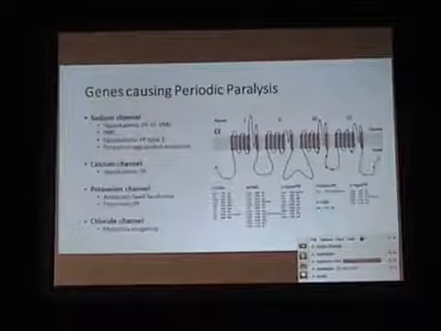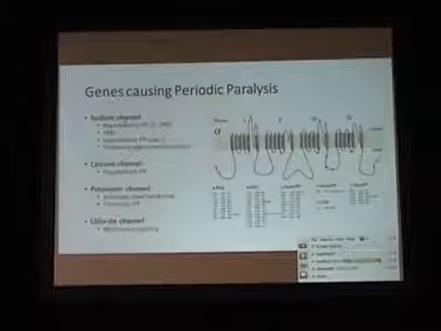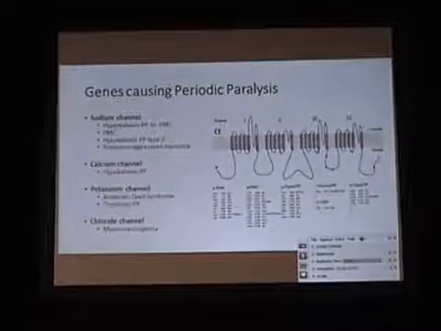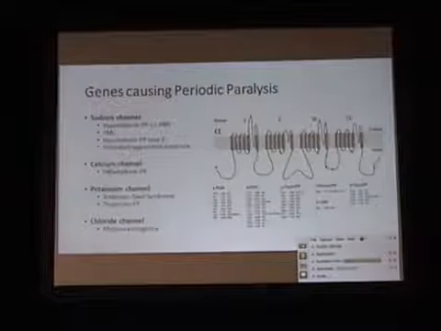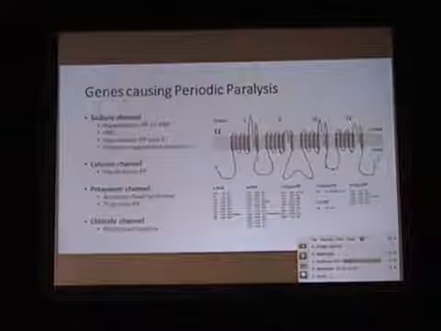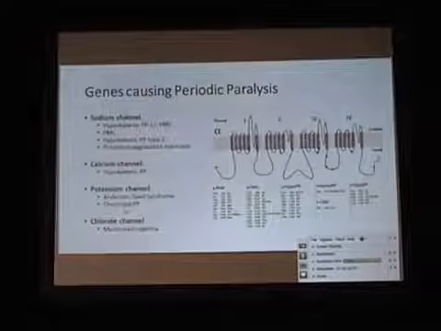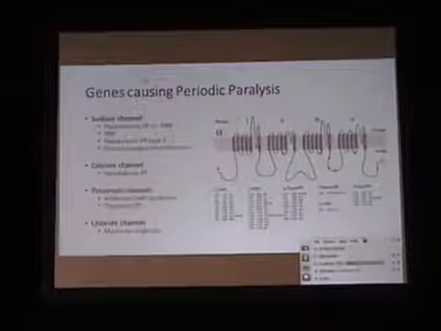Okay. And there are a whole bunch of genes. The sodium channel gene mutation is associated with a variety of periodic paralysis. Calcium channel gene is with hypo, etc., etc. So there's sodium, calcium, potassium, and chloride channel genes, and then when they're mutated, you can get these different diseases.